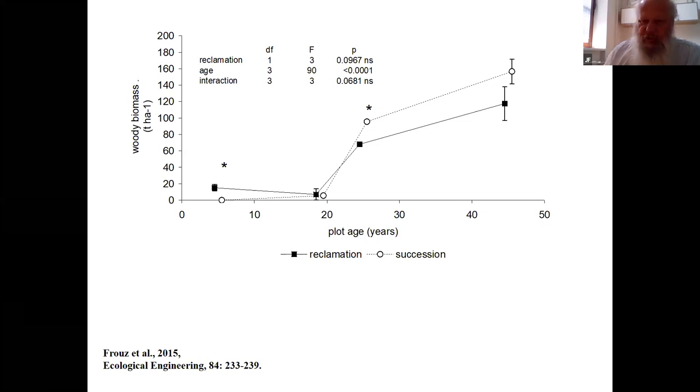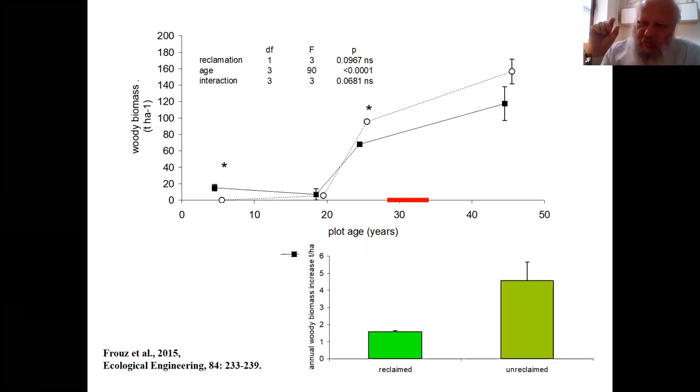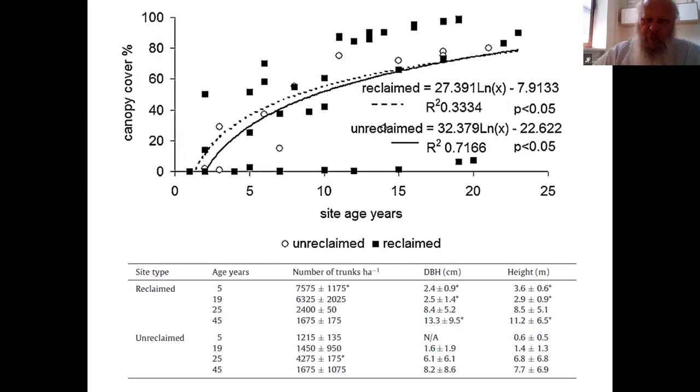So, we can actually also measure these sites repeatedly at an age around 30 years. And we can see that the annual increase of woody biomass in tons per hectare is actually much faster in unreclaimed sites than in reclaimed sites. A little bit surprisingly, when we look at the vegetation cover or woody cover establishment, we really didn't find any difference, and that was mostly because some of these reclaimed sites also failed.